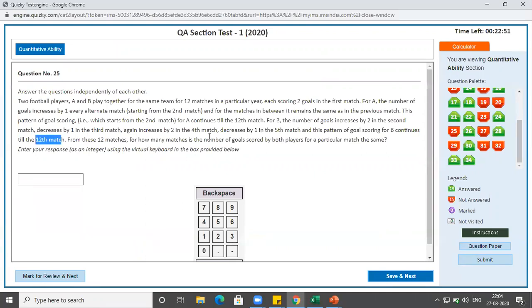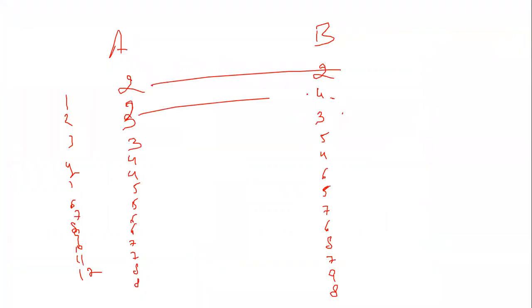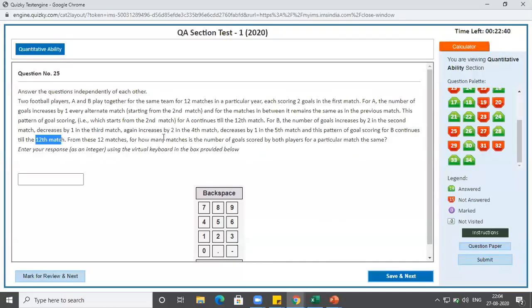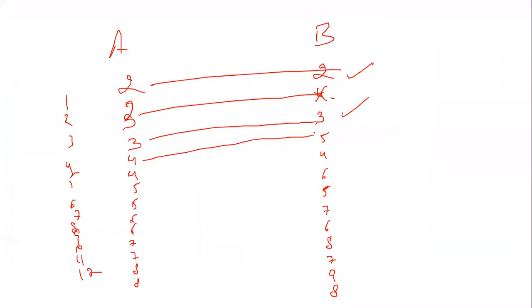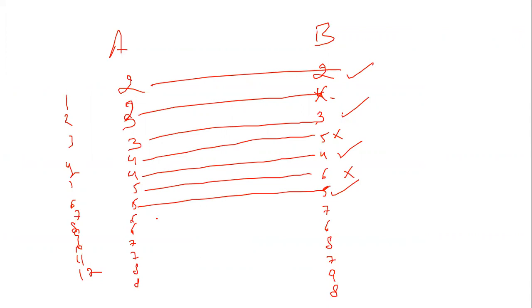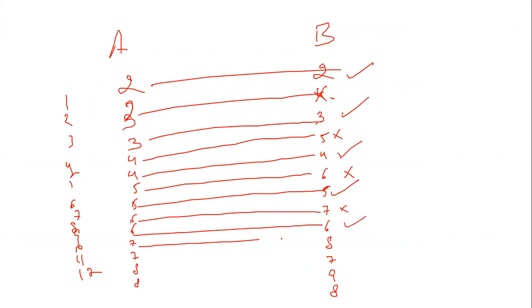From these 12 matches, for how many matches is the number of goals scored by both the players for a particular match the same? 1, no, 2, yes. Okay. Then 3, no. 4, yes. 5, no. 6, yes. 7, no. 8, yes. 9, no. 10, yes. And then 12. So 1, 2, 3, 4, 5, 6, 7 matches.